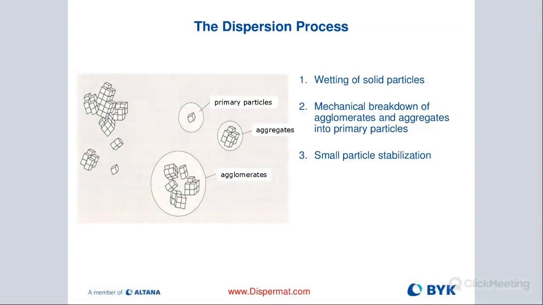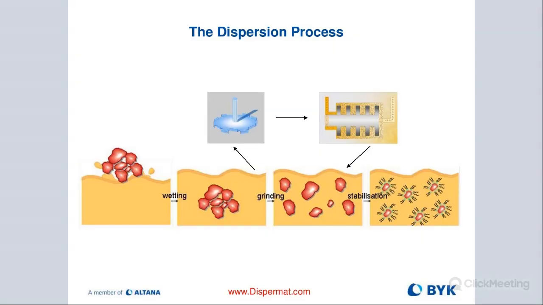So the first step is we need to wet our solid particles. That's why that pre-dispersion process is so important. It allows us to mechanically break down these agglomerates and then turn them into aggregates. And then furthermore, for milling, we go down to the primary particle size. And at the end, we want to stabilize our particles again with the right additive for our formulation.